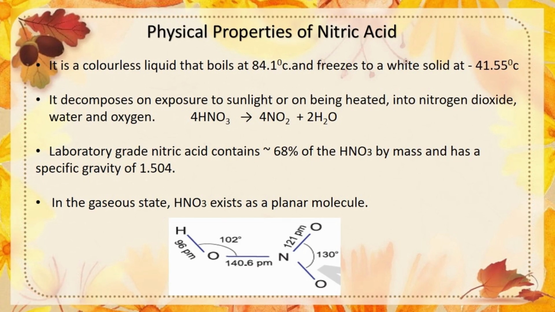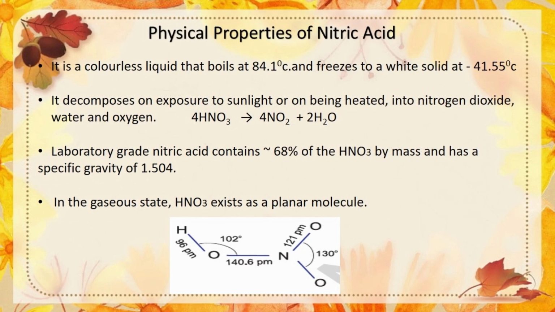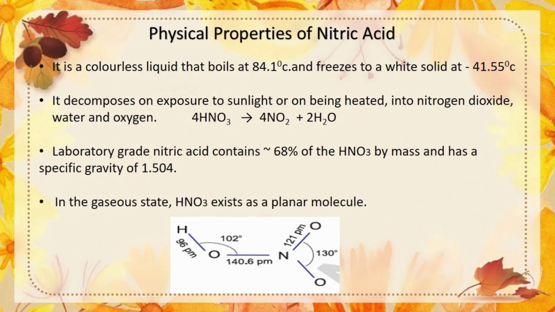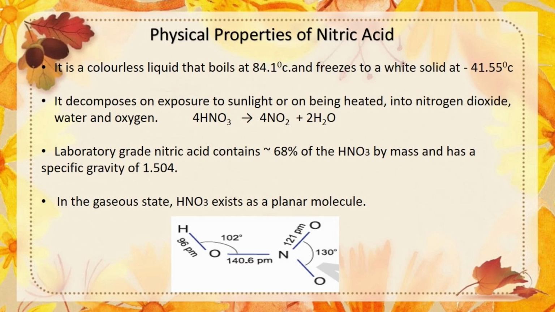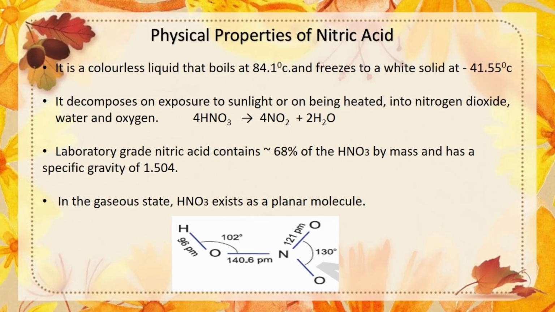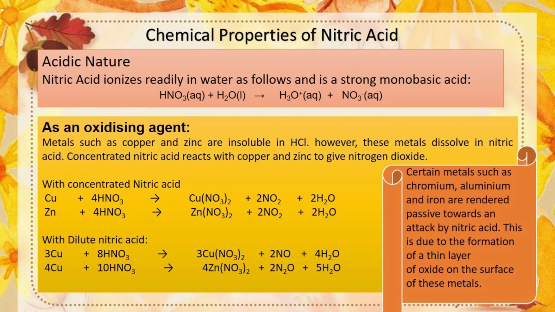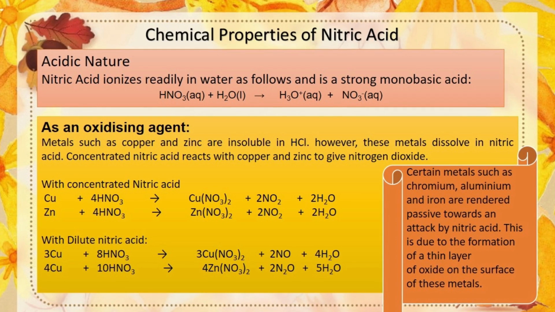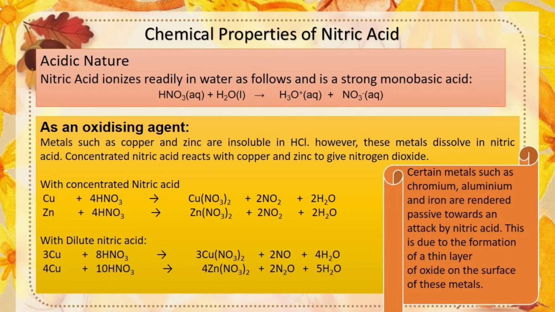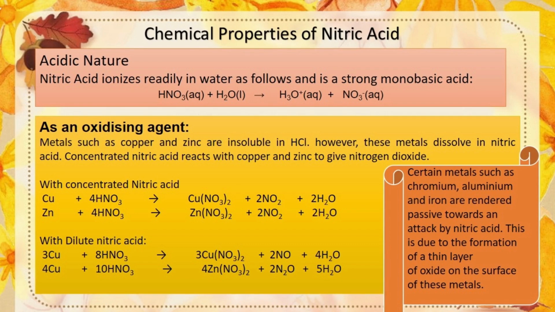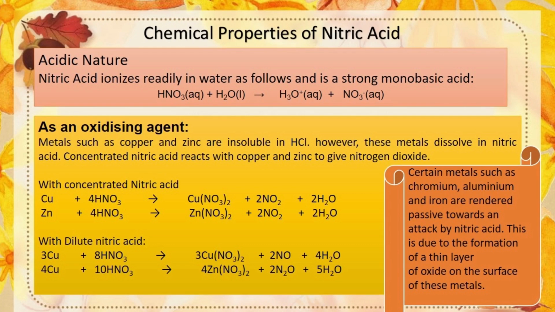Laboratory grade nitric acid contains approximately 68% of nitric acid by mass and has a specific gravity of 1.504. In the gaseous state, nitric acid exists as a planar molecule. Now let's discuss the chemical properties of nitric acid. The first chemical property is its acidic nature. In aqueous solution, nitric acid behaves as a strong acid, giving hydronium ion and nitrate ion.